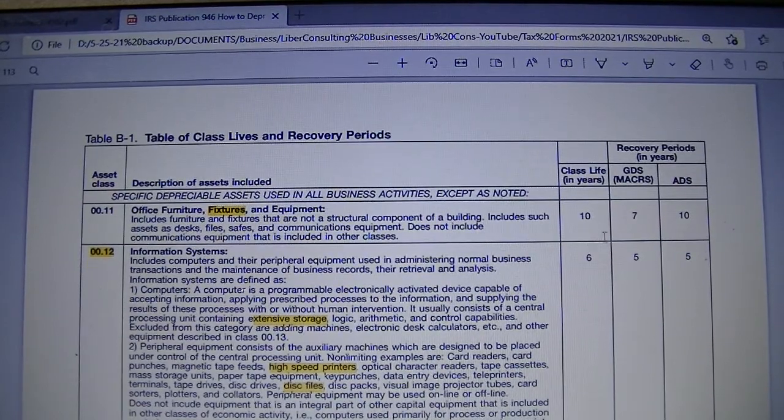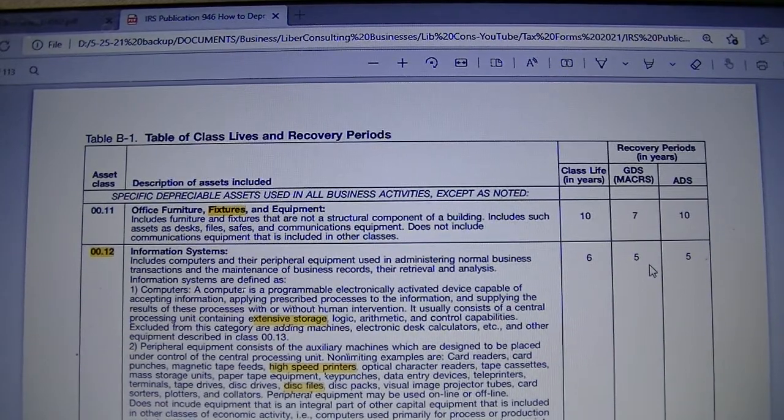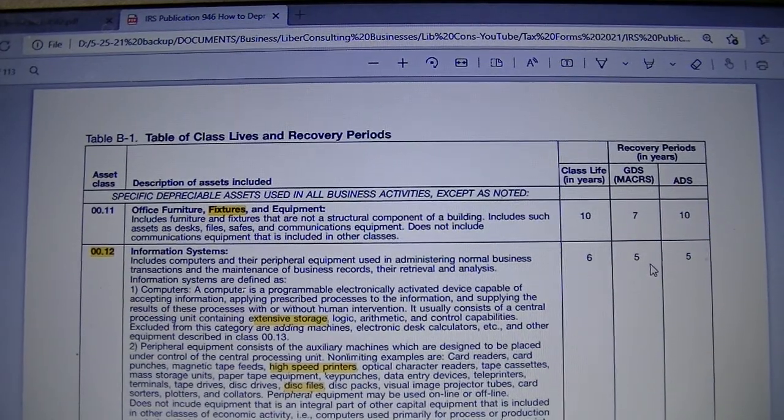When you find the asset class, you didn't really find the property class. They did have the recovery period, but it does not have the property class. The recovery period and the property class, usually they are kind of related. So having 5 years for recovery period, the property class is 5 years as well.